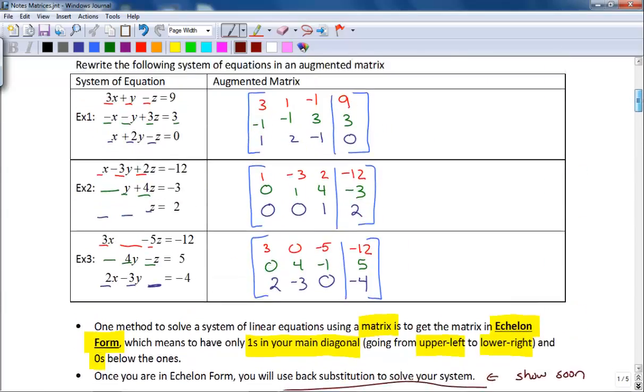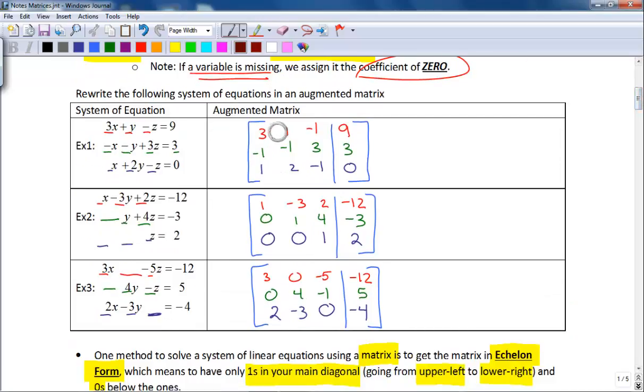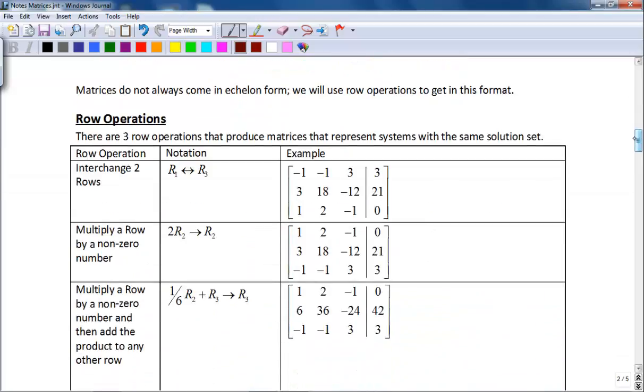Because if you look at the three examples we had before, they didn't all have a diagonal of ones. Example 1 did not, and example 3 did not. Well, since all matrices don't always come in echelon form, we're going to use something called row operations to get into this format. Well, there's three different types of row operations. The first type of row operation is to interchange two rows. Interchange is another way of saying switch or swap.